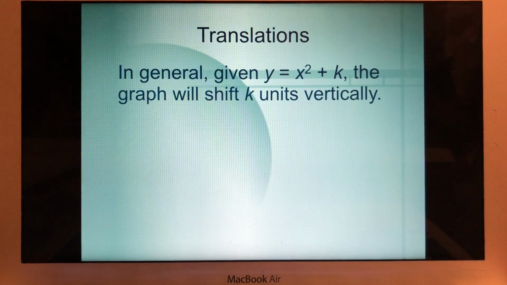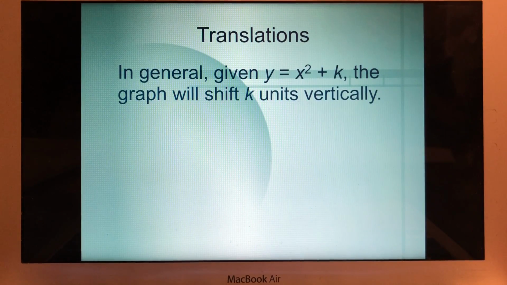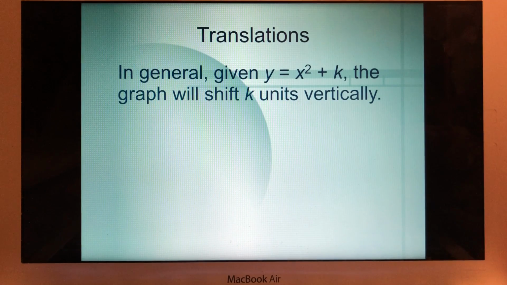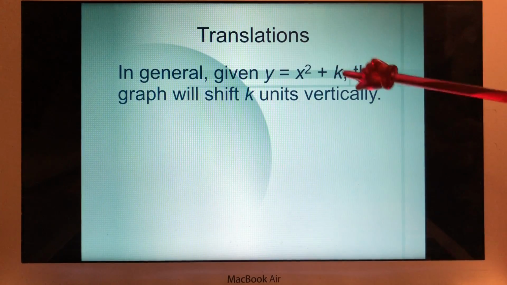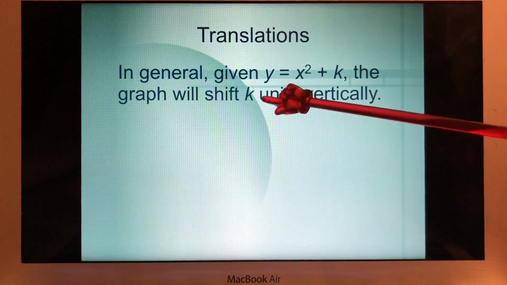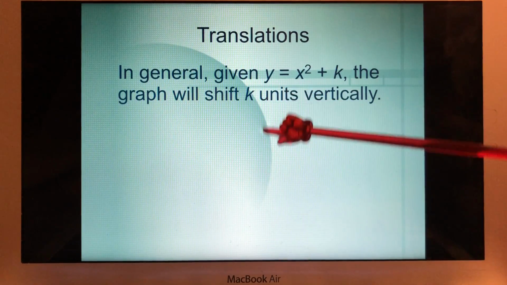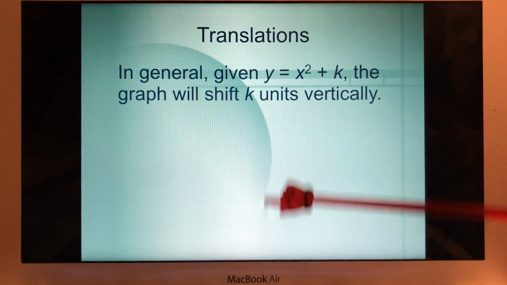In general, given y equals x squared plus k, the graph will shift k units vertically. So this plus k means that the graph is going to shift vertically up or down.